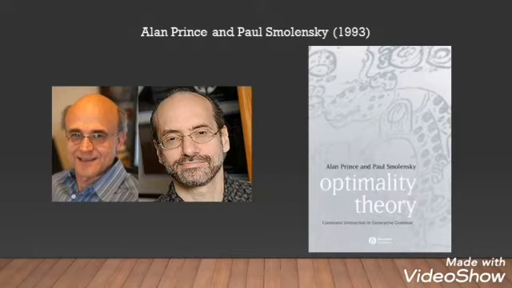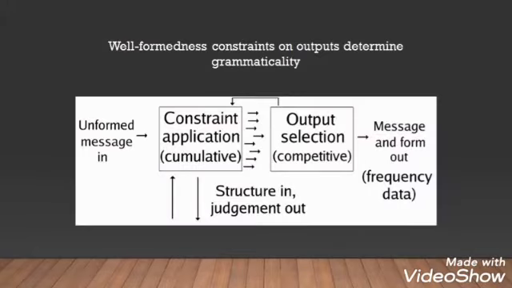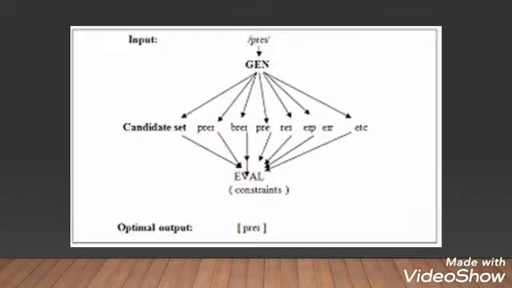Optimality theory holds that all languages have a set of constraints which produce the basic phonological and grammatical patterns of that particular language. Then it takes an input and returns a set of output candidates. Eval chooses the candidate that best satisfies the set of ranked constraints to be the output.